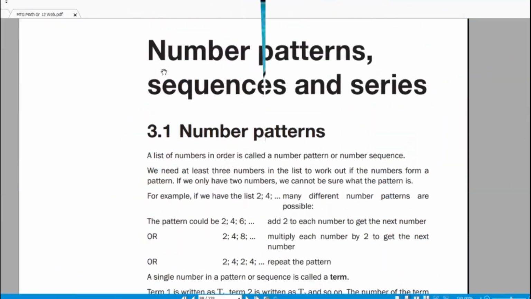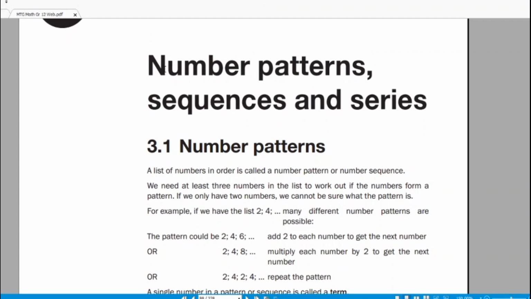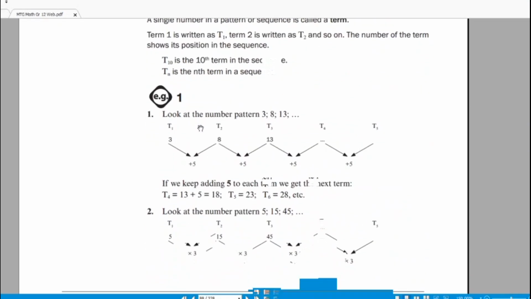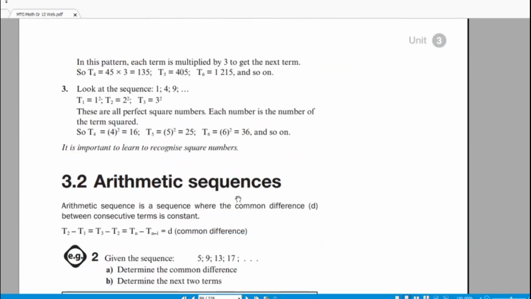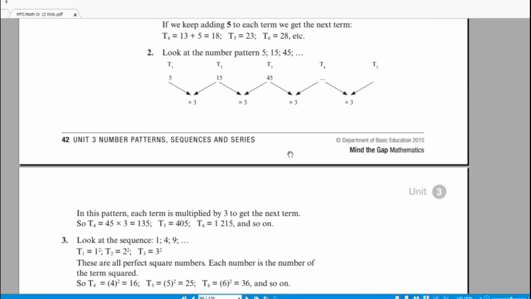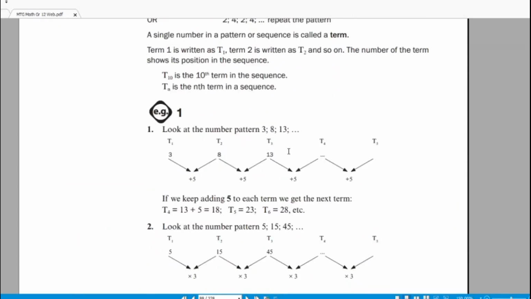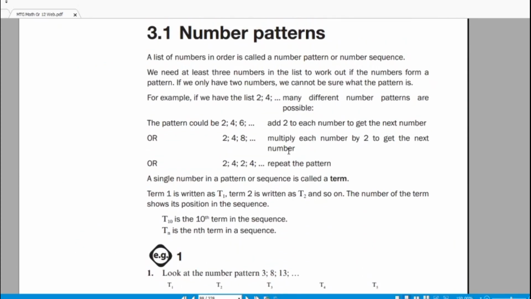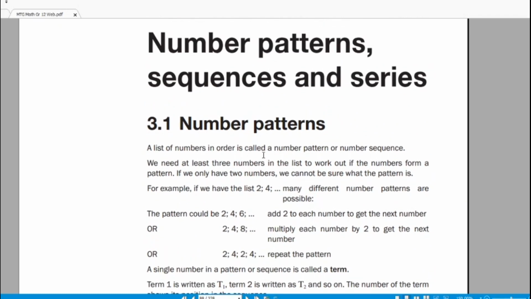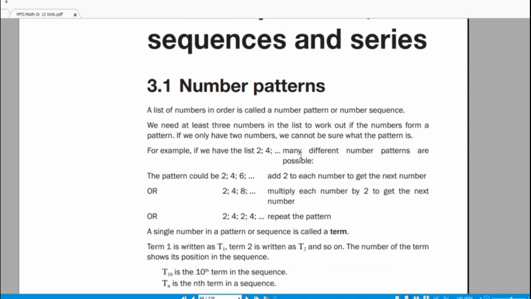Welcome to lesson number 2, number patterns, sequences and series. Yesterday we started with the introduction to number patterns, and today we will continue with arithmetic sequences. But before we continue to arithmetic sequences, let us revise what we did yesterday. Yesterday we looked at what a number pattern is.